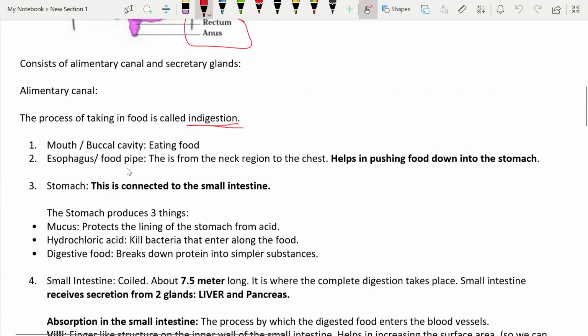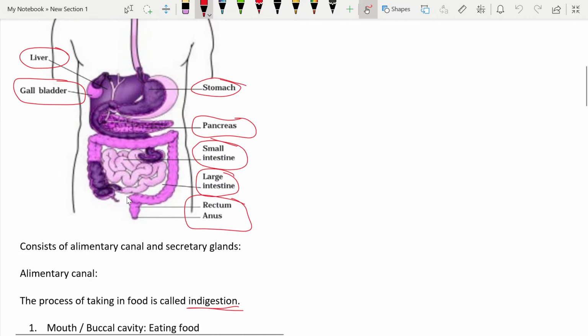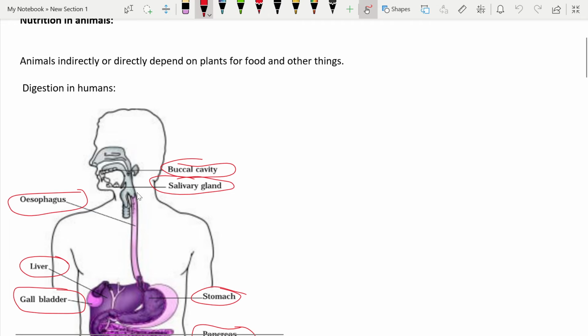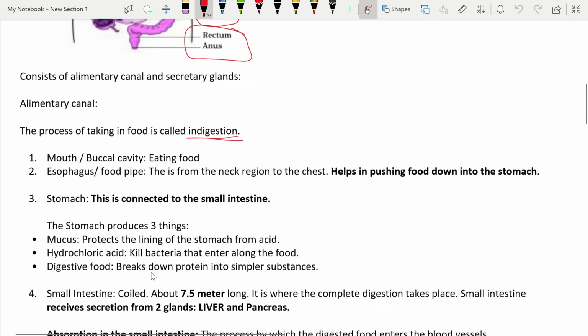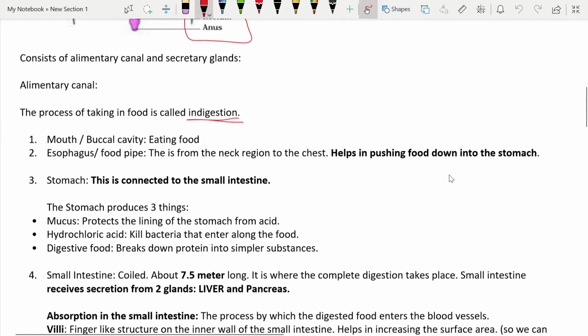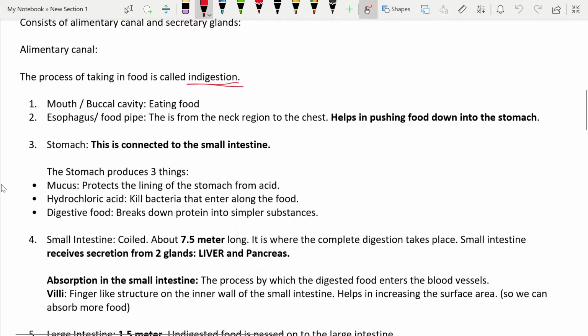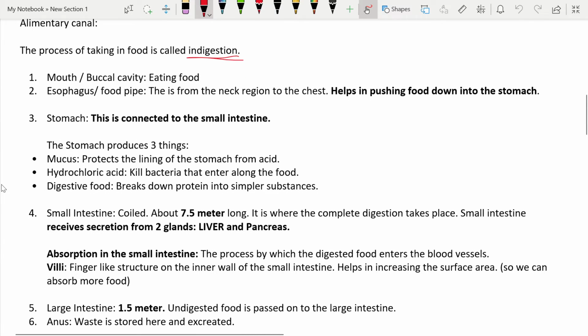Then you've got the esophagus or the food pipe. This is from the neck region to the chest. It helps in pushing down food into the stomach. Now the stomach. The stomach is connected to the small intestine. The stomach produces three things: mucus, hydrochloric acid, and digestive juice.